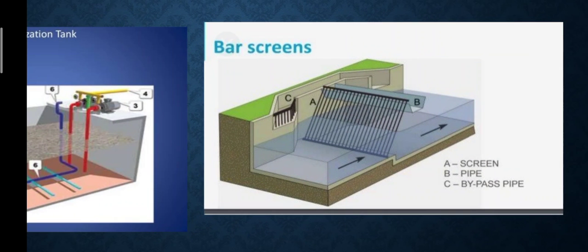The next is screening. Screening is the first unit operation used at wastewater treatment plants. The screening removes objects such as rags, paper, plastics, and metals to prevent damage and clogging of downstream equipment, piping, and other appliances. The screening can be coarse and fine, but modern wastewater treatment plants use both coarse screens and fine screens. In the setup, you can see A denotes screen, B denotes pipe, and C denotes bypass pipe.